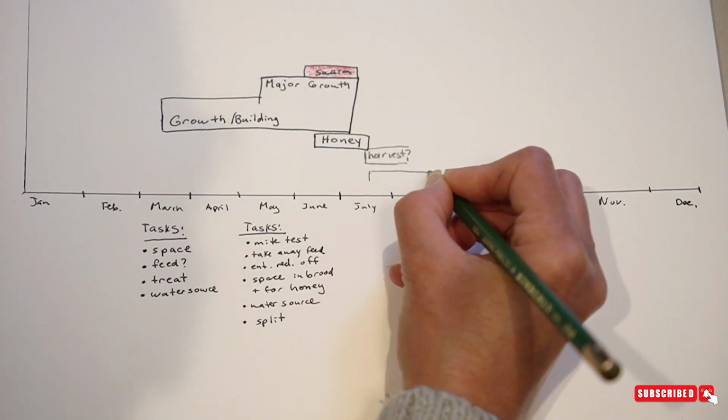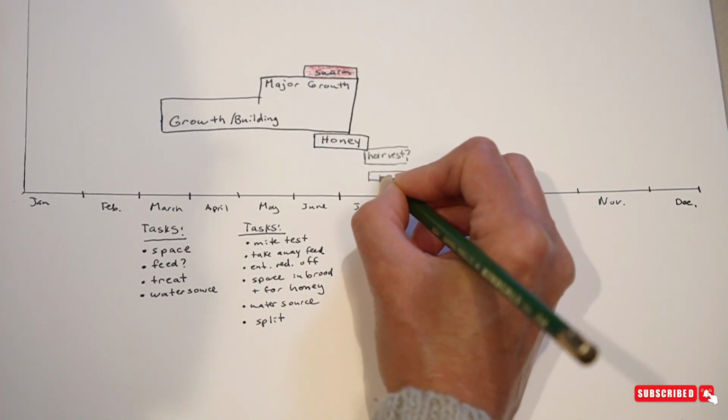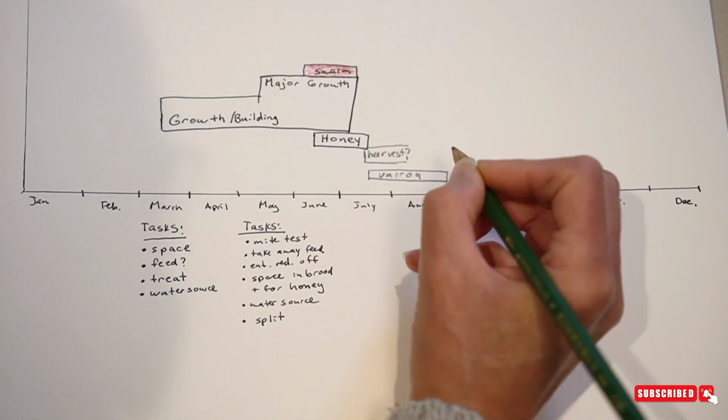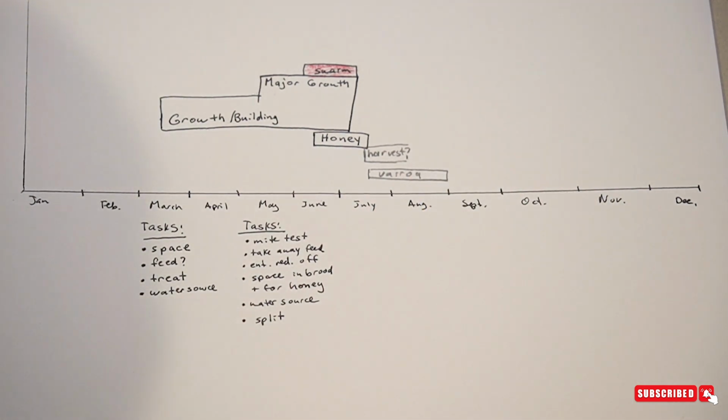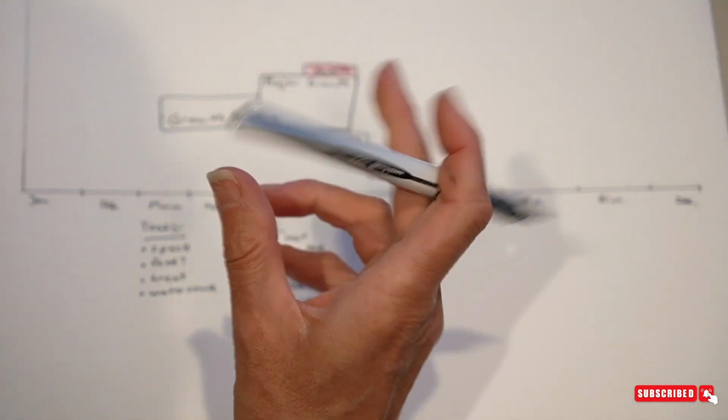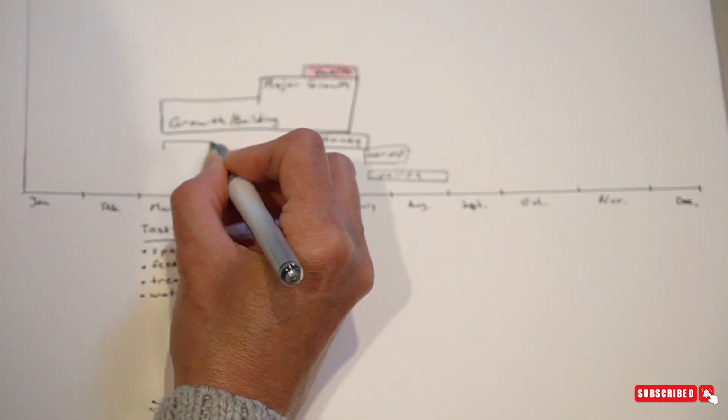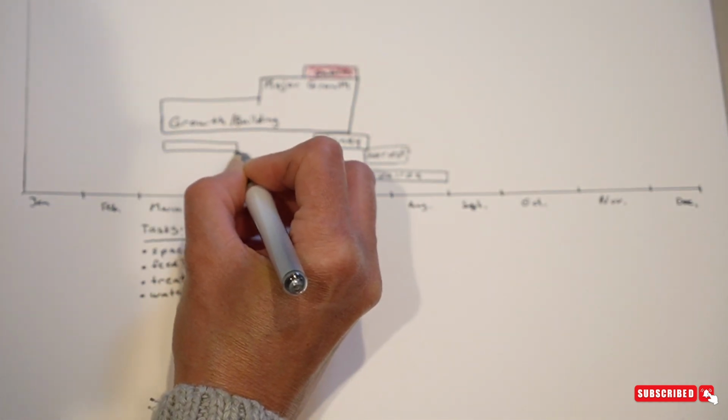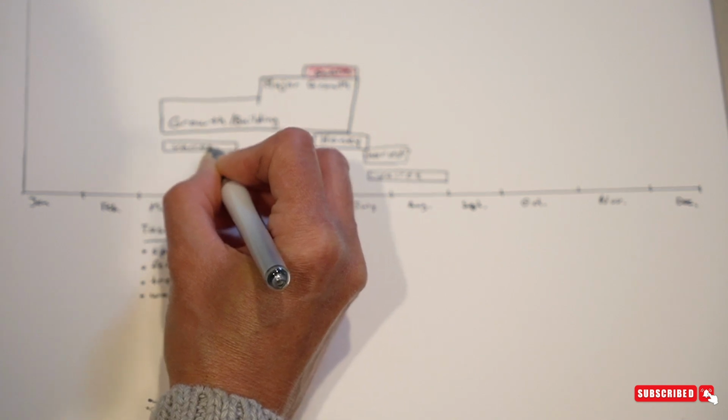So under here, in July, I'm going to write a note underneath my calendar, and in my tasks section, I'm going to put harvest. This is also when you want to treat. So after you are done harvesting, you are also going to put treat varroa. Now, that beekeeper said that I should treat again in September, October, come the fall.